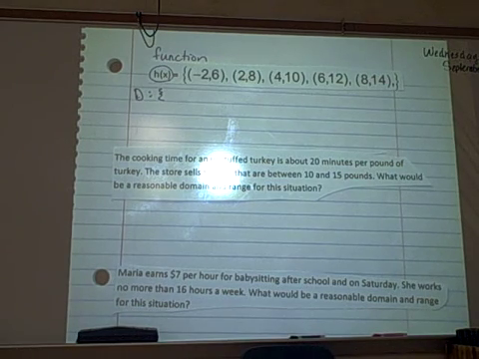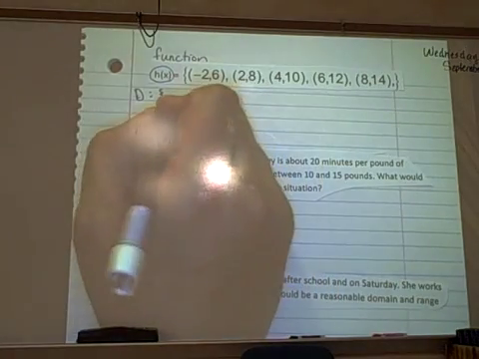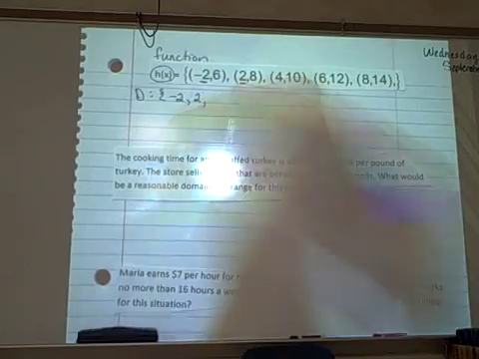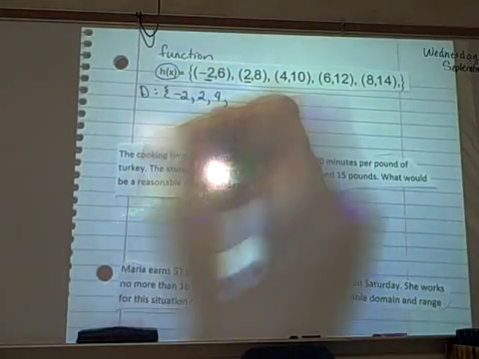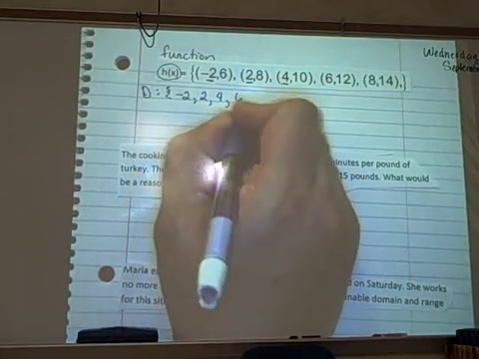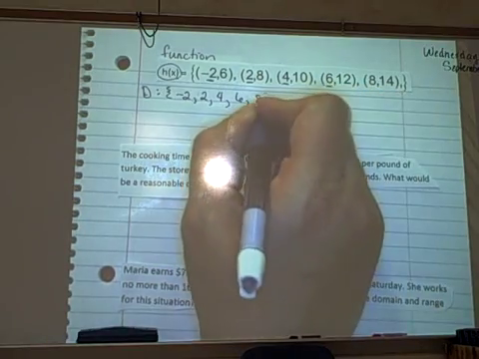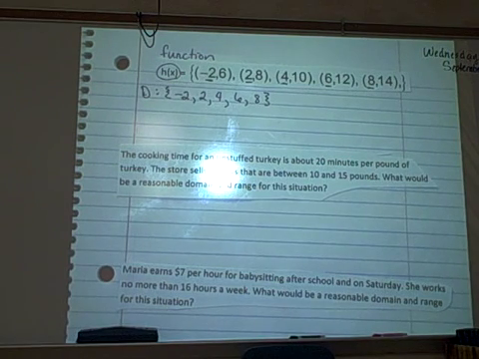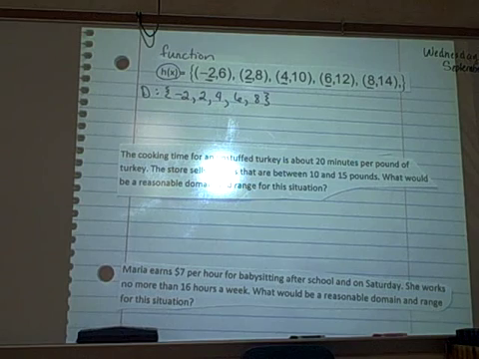Dixie or Dory? Dory. Dixie. Dixie is domain. Okay, so Dixie is domain, so let's do x's. So it's going to be -2, the first one. +2 is the second one. 4, 6, and 8. There's my domain. It's just the first one of everyone. It's just the x number of every point, so the first one on every point.